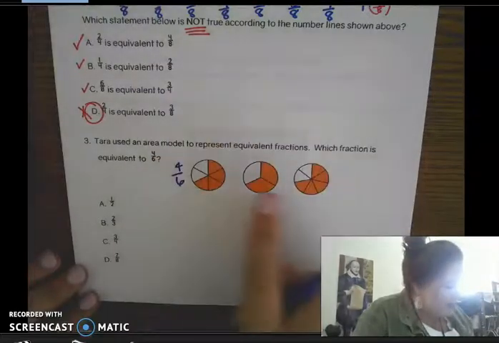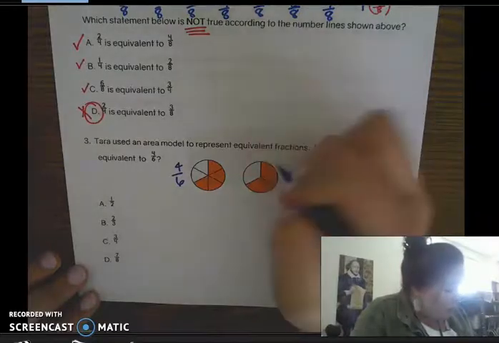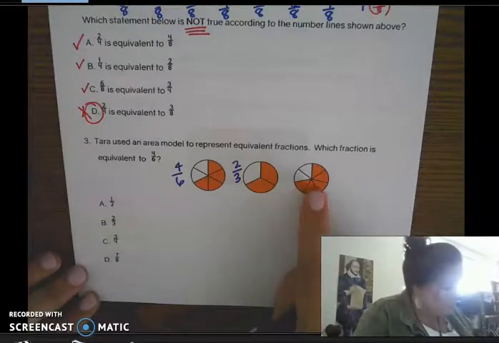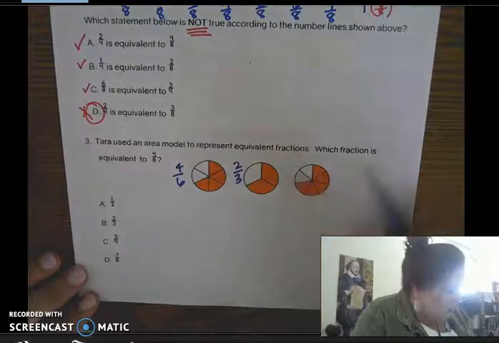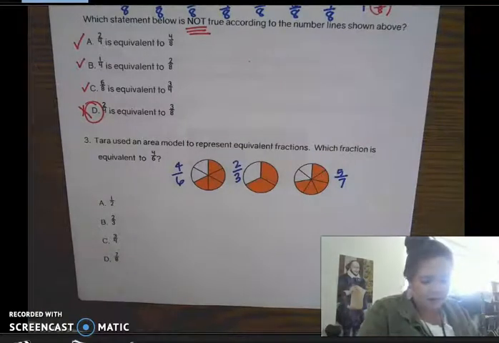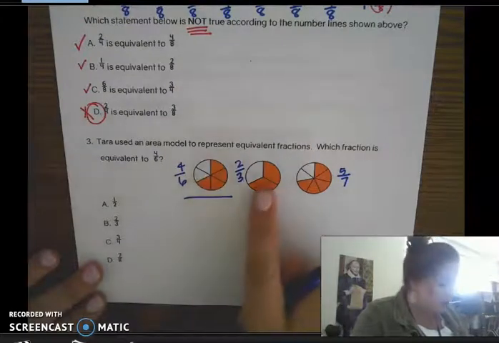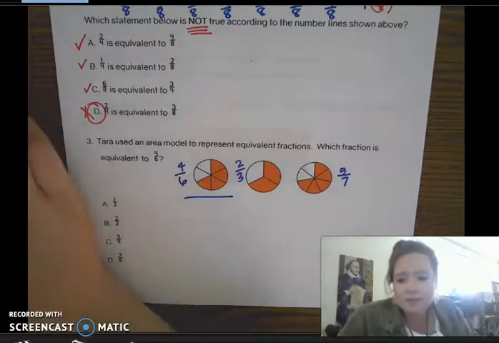Four, 6 is being represented. What is being represented in this fraction? Two-thirds. Awesome. What fraction is being represented here? Awesome job. 5/7. Okay? Now, so this is the fraction that you're trying to find an equivalent fraction for. Is 2/3 or 5/7 going to be equivalent to 4/6?